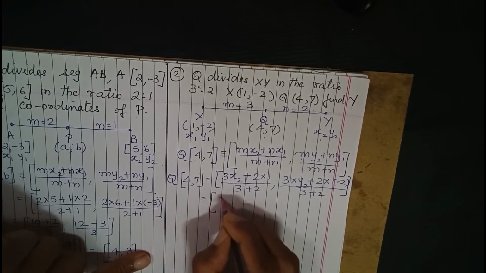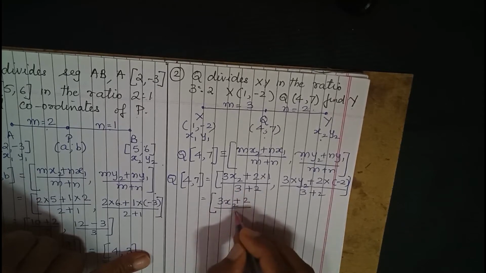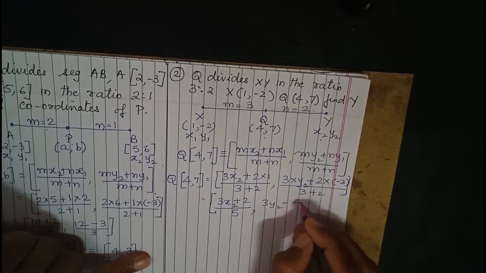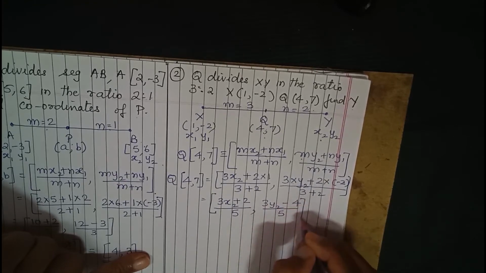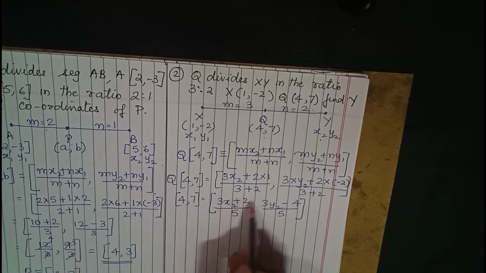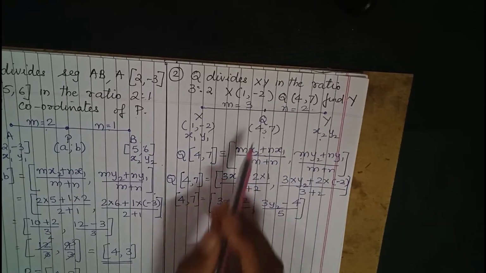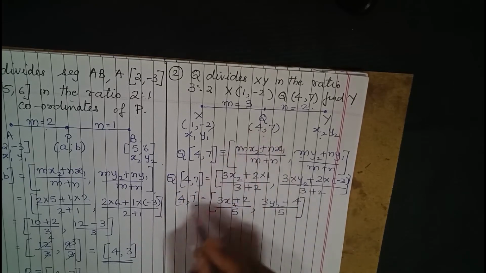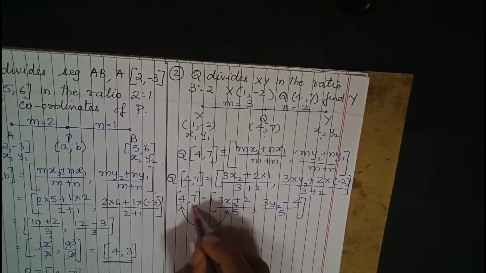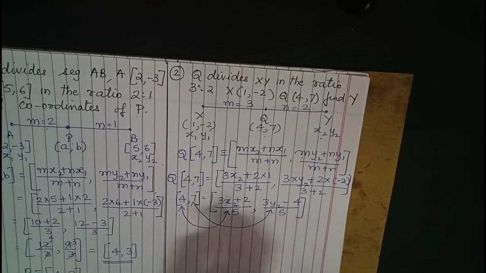Let's open this bracket. 3x2, 2 into 1 is 2 upon 3 plus 2 is 5. 3y2, 2 into minus 2 is minus 4 upon 5. And this will be equal to (4, 7). Now you can see this is the x coordinate and this is the y coordinate. But the x coordinate is already given in the question as 4. That means this 4 should be equal to the x coordinate that we have got, and this 7 should be equal to the y coordinate here. So that is what we do.